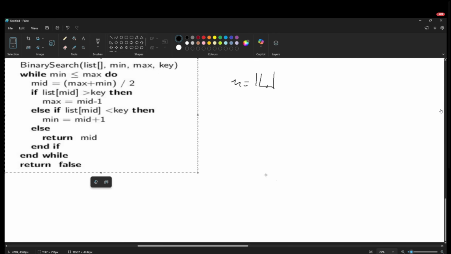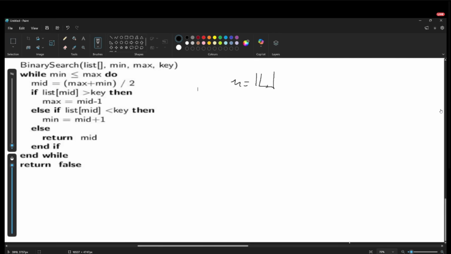Okay, so this looks a lot better. Look at what is happening. You want to imagine what's happening right here. So min, we know, starts at 0. Min is at first set to 0, and max is at first set to the size of the list, so n.